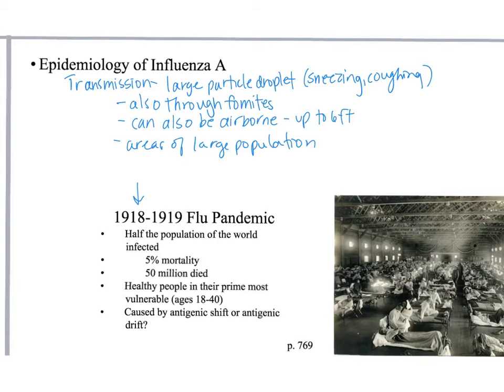And I want to talk a little bit about this 1918-1919 flu pandemic. If you ever get a chance to read a little bit more in depth about this, it's really fascinating to think about and to learn about, especially in the age that we're in now. But it's estimated that about half the population of the world was infected. This 50 million mortality figure is probably on the low end.